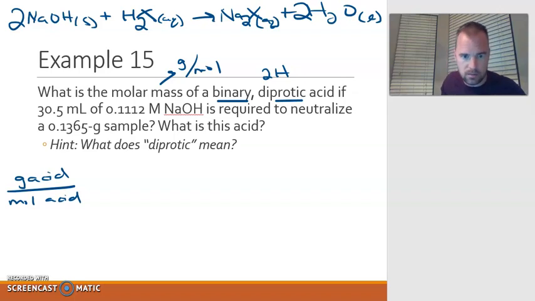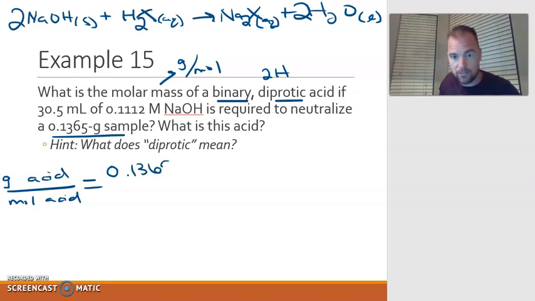So if I can take the grams of the acid divided by the moles of the acid, I have my answer. Well, you actually know what the grams of the acid are, right? It gives it to you right here. So the number of grams that I have for the acid is 0.1365. So whatever the acid is, that's the grams of it. I just now need to figure out the moles of the acid.